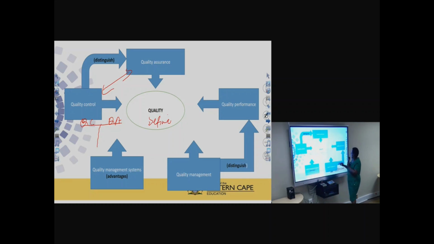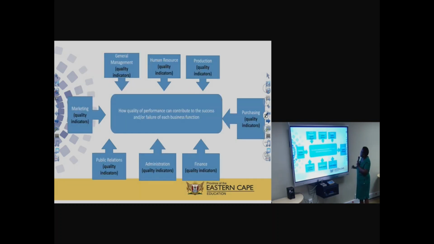And even with this one, you must use a T form so that you are able to make a distinction between quality management and quality performance. Then the last one, with regard to the definitions, you must be able to define quality management systems. Then after defining, you must explain or discuss the advantages of the quality management systems. This is just a diagram to make you understand how these concepts go around.